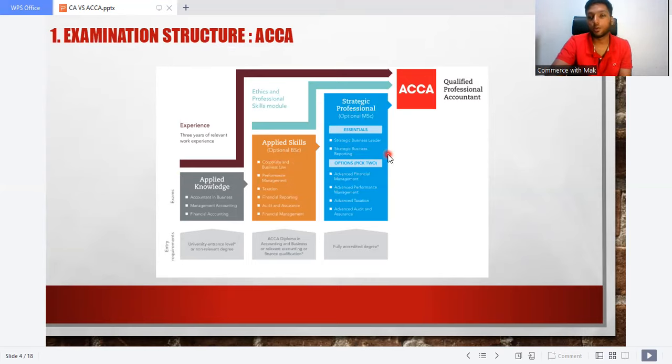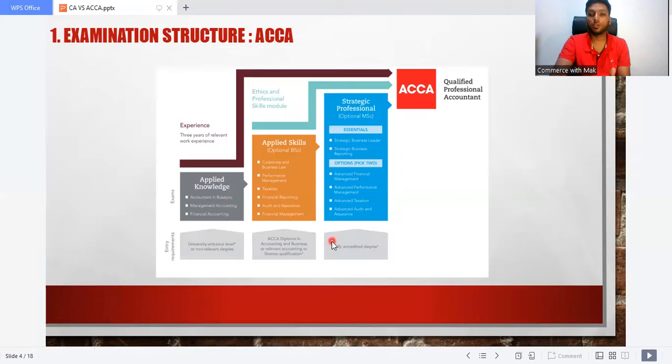2 are mandatory to complete and 2 are additional to pick up. So altogether you will have 3 plus 6, which is 9, and then 2 plus 2 is around 13. In the earlier syllabus people did 14 papers, but the entire module has changed now. Now it is 13 papers you need to do, 2 essentials and 2 you need to select. Out of these 4, advanced financial management, advanced performance management, advanced taxation, and advanced audit and assurance, you need to select 2 papers. So then we move on to the next part.